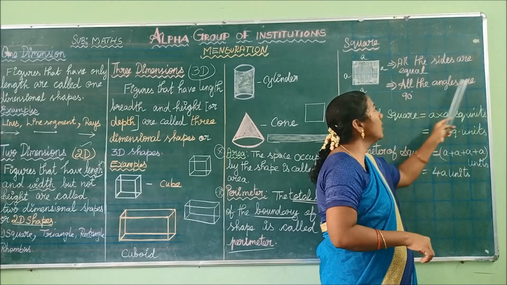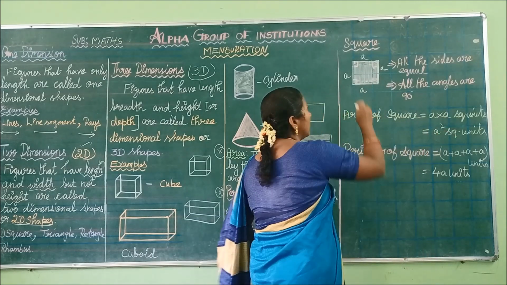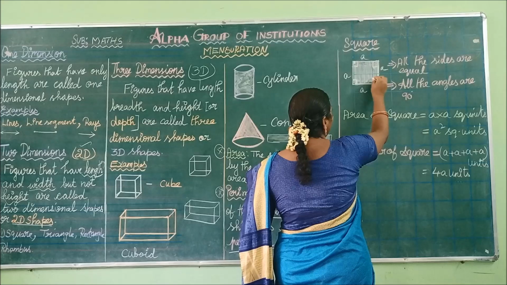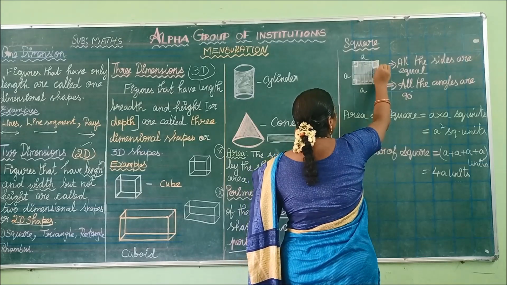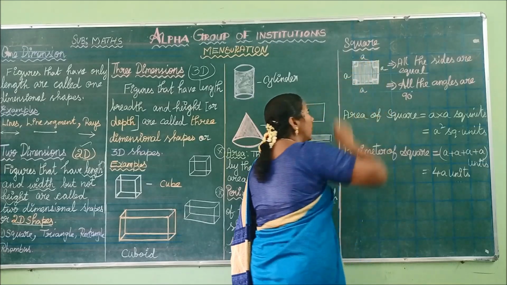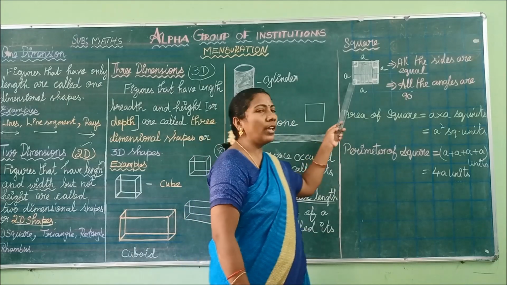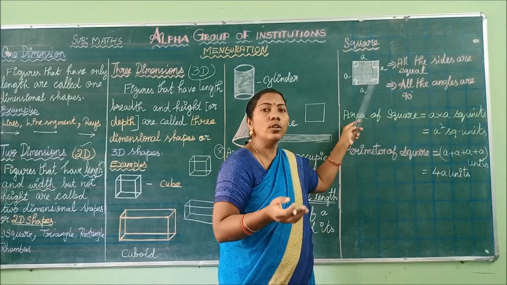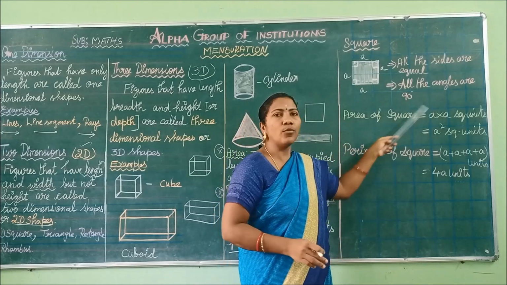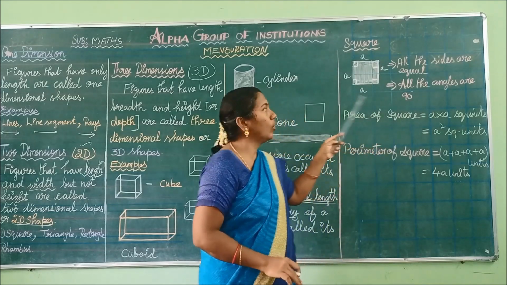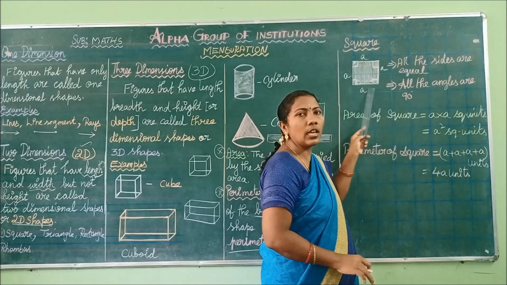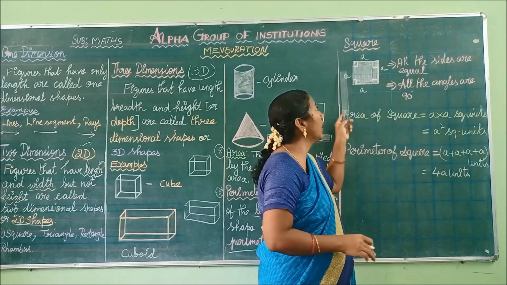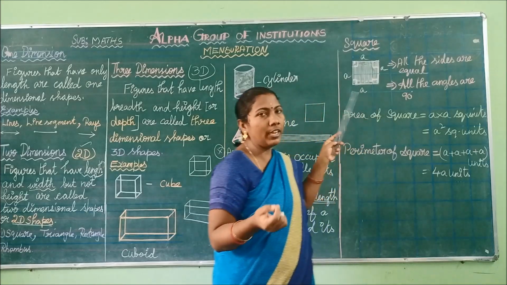Also all the angles are 90 degrees. See here, this angle is 90 degrees, this angle is 90 degrees, this angle is 90 degrees, this angle is also 90 degrees. So a square has 4 angles. All the 4 angles are equal to 90 degrees. What is another name for 90 degrees? Right angle. Okay.